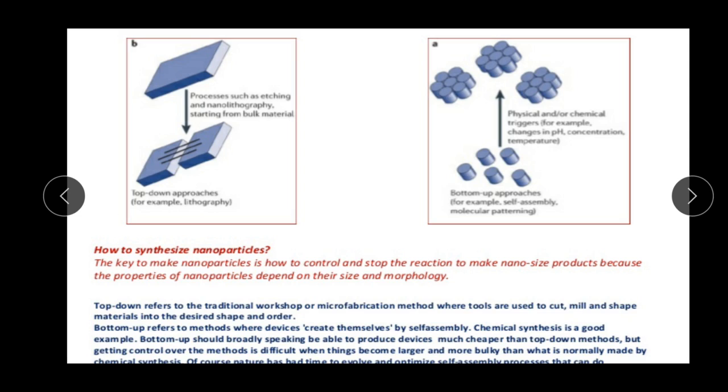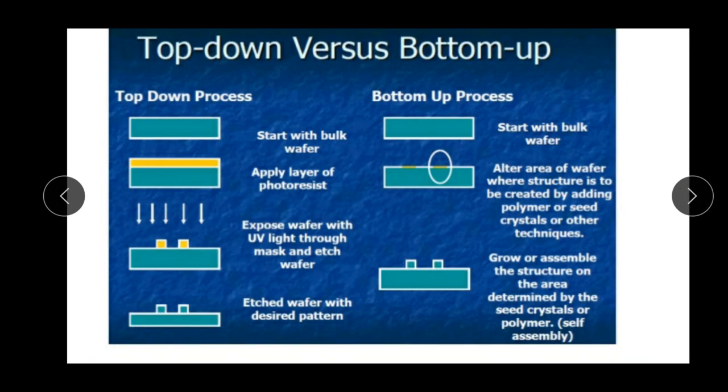Chemical synthesis is a good example. The bottom up approach should, broadly speaking, be able to produce devices much cheaper than the top down method. So as you can see in the image, dear students, this shows the top down versus bottom up processes.